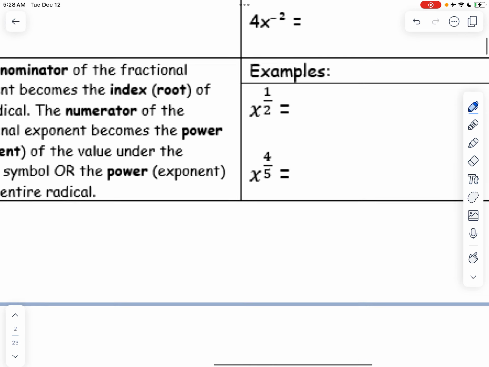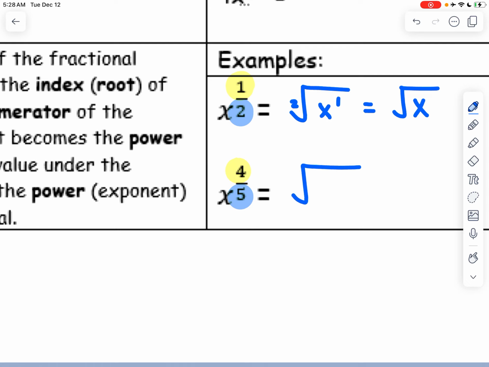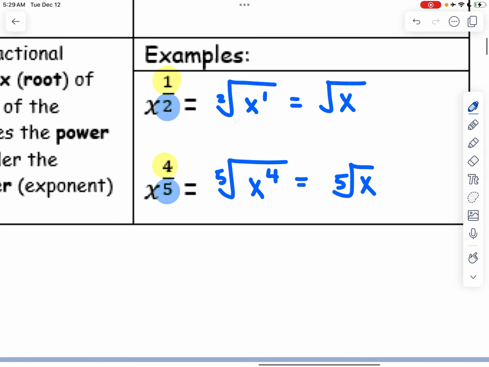So if I had x to the 1/2 and I wanted to rewrite that as a radical, I have power over root. This would be x to the 1st under a square root, which really you don't typically write the 2 or the 1 here, so just the square root of x would be equivalent to x to the 1/2. And then here I have x to the 4/5. That would be equivalent to having the 5th root of x to the 4th. And you also could write that as the 5th root of x all raised to the 4th. Both of those are equivalent to each other.